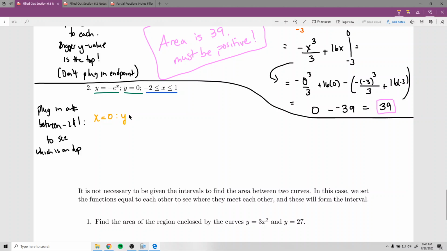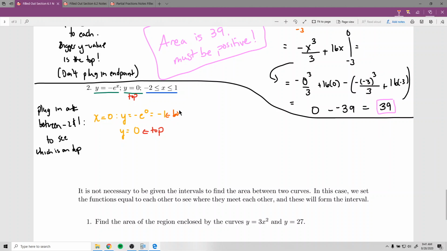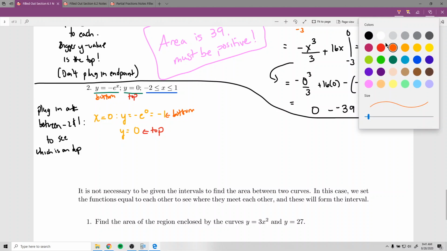So for the first one, we got y equals negative e to the 0. Now anything to the 0 is 1, so this is negative 1. The second one is just 0, like the last question. And coincidentally, the top belongs to 0 again, because 0 is bigger than negative 1. Now, of course, not always is the 0 going to be on the top. Just happened to be in these two examples.